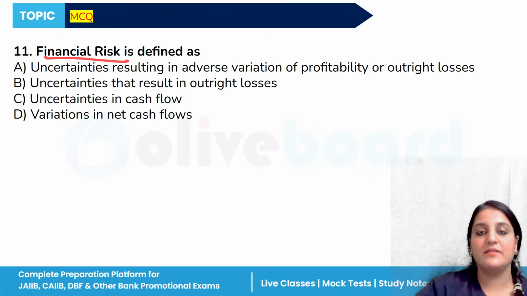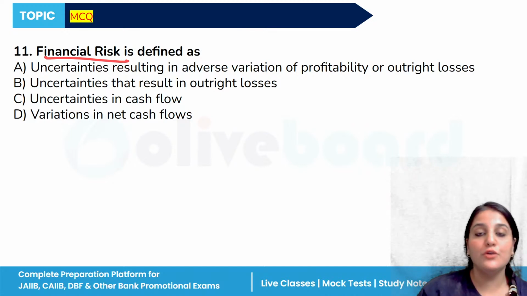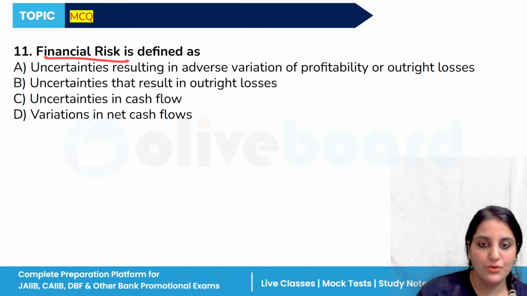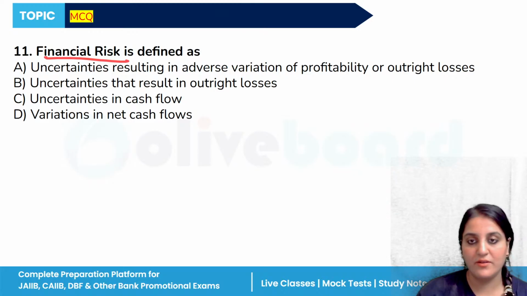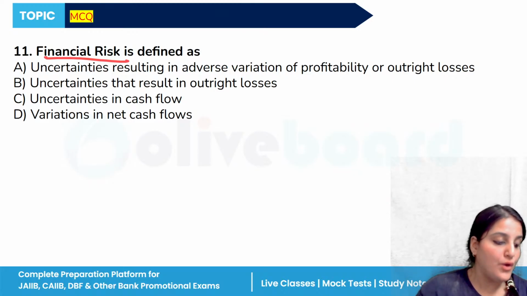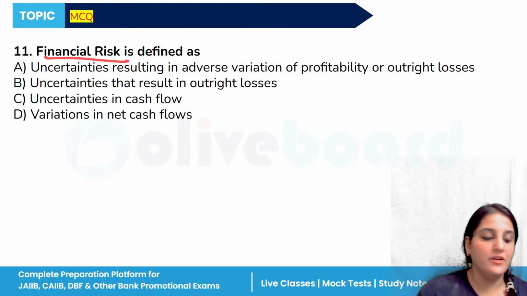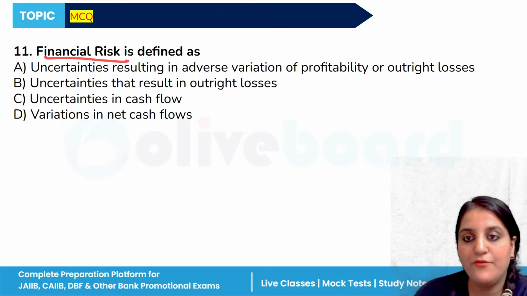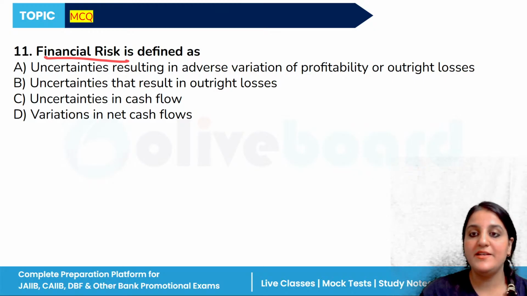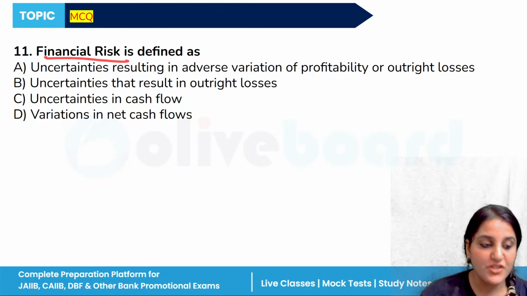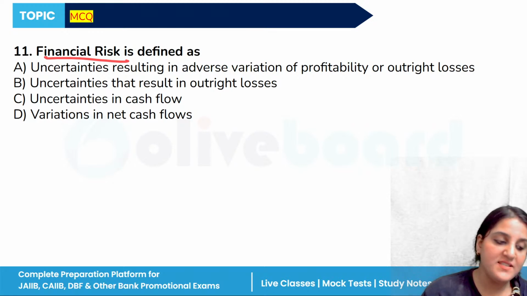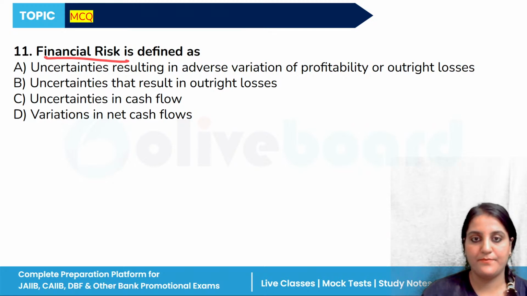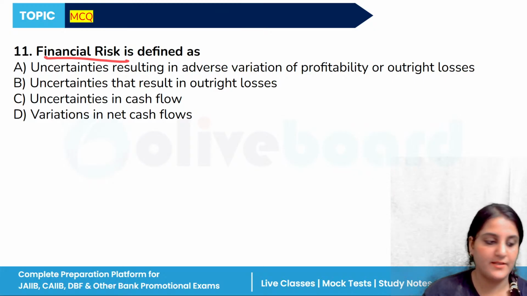And legal risk is the risk of financial loss due to legal issues such as lawsuits, regulatory fines, non-compliance with laws and regulations. Okay, so here financial risk is defined as the variations in the net cash flows. When there are variations in the net cash flows, then obviously financial risk will be there. Okay, so option D is correct here.